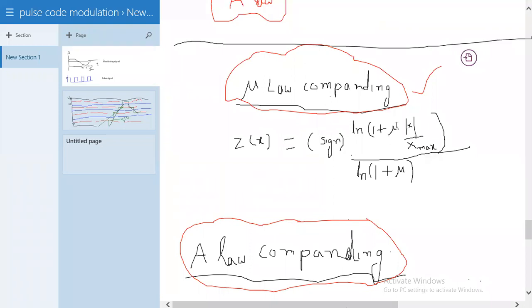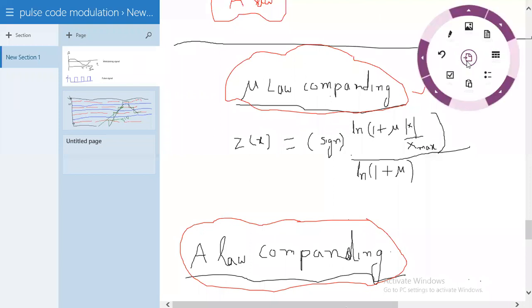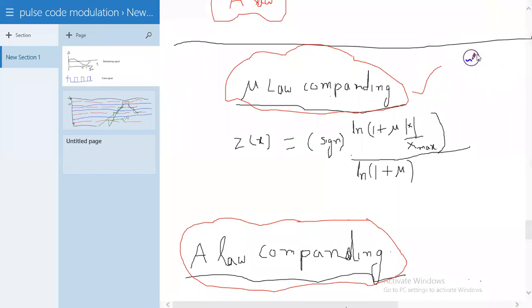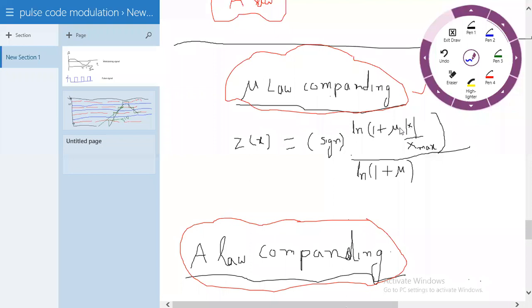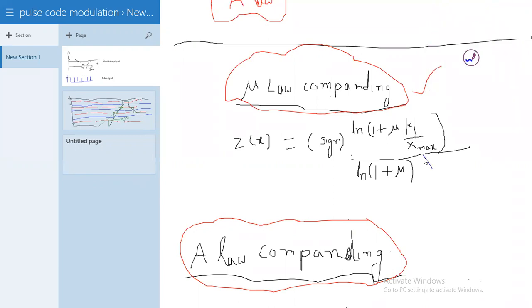So mu is equal to 0. If you put the value mu as 0 here, what happens? Just z of x is equal to the input. There is no compression; uniform quantization takes place, meaning the same signal is given to the uniform quantization. Mu is equal to 0. Otherwise, if the mu value is equal to 5, we can substitute mu is equal to 5.